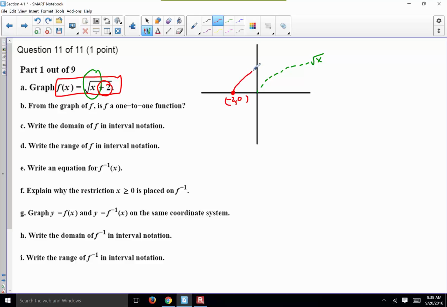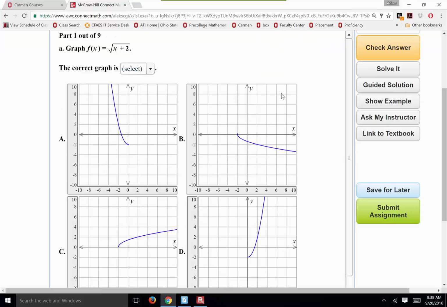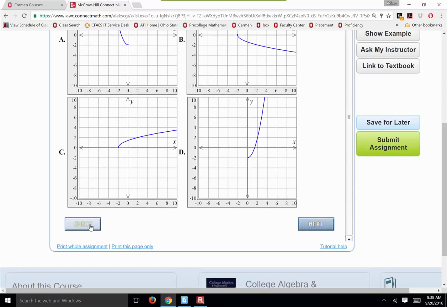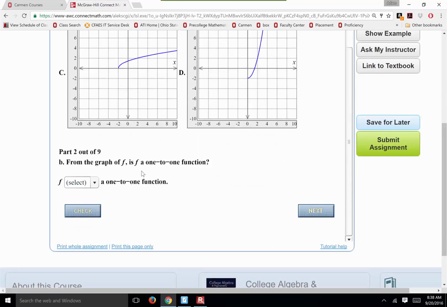And it's a picture like this. And go pick that picture. Minus 2, 0, where are you? Here we go. It's C. This one is the right one.